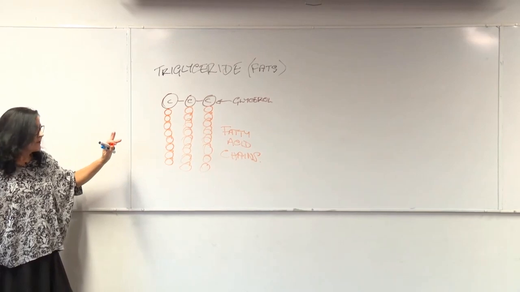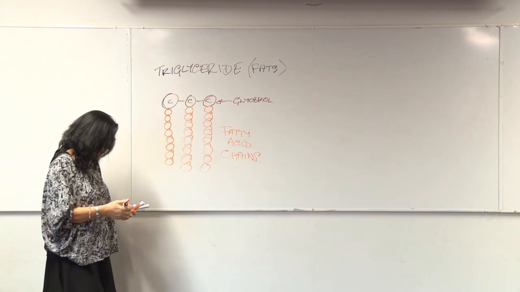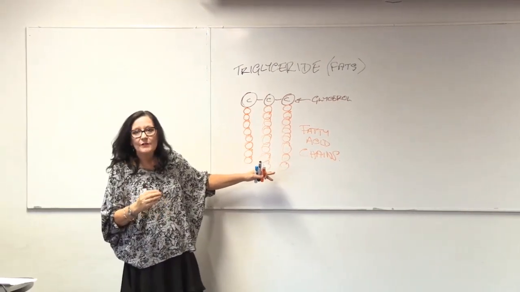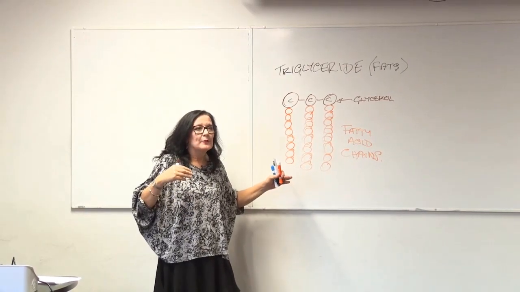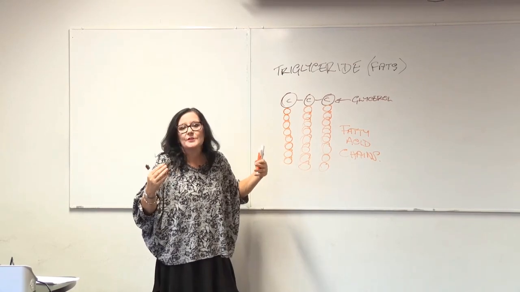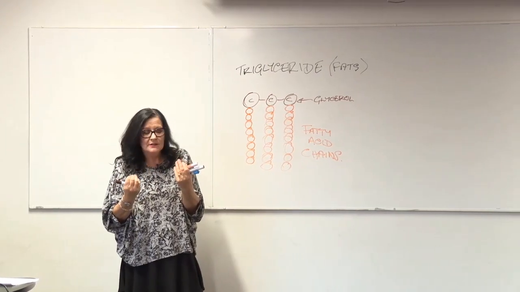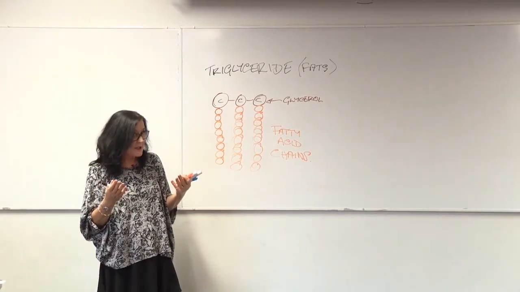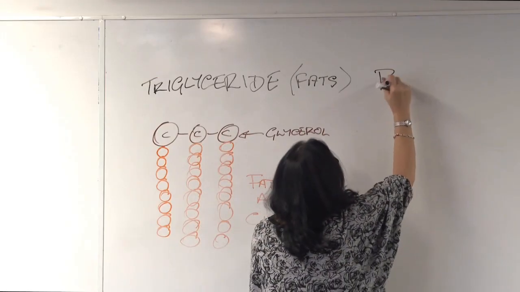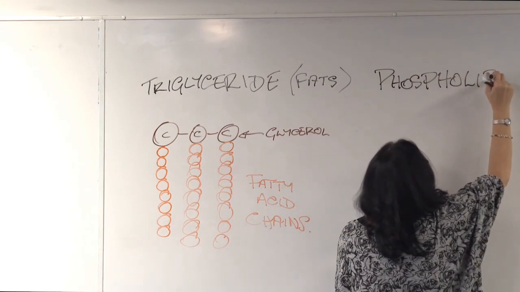So something that looks very similar is our phospholipids. Whereas these are going to provide us with energy, phospholipids, well, they can provide us with chemicals, but generally we think of them as providing structure. They are the structure of the plasma membranes in the cells. So phospholipids actually look very similar. So let's have our phospholipids.